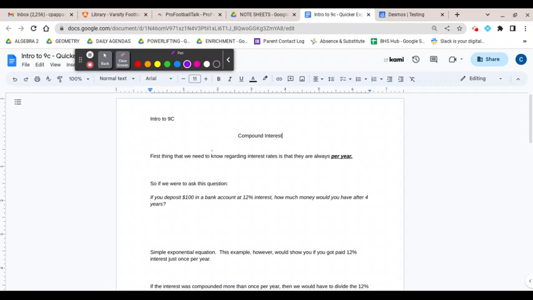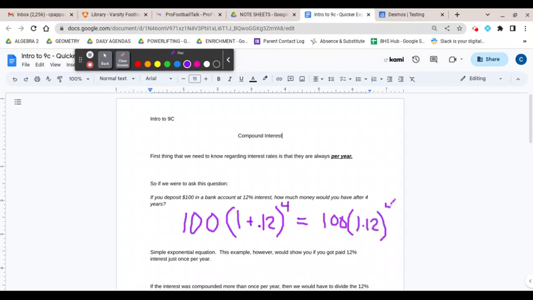So if we were to ask this question, if we deposit $100 in a bank account at 12% interest, how much money would we have after 4 years? All right, simple exponential function. So we have 100 as the amount of money that we start with, and we're going at 12% interest. We're going to go 1 plus 0.12, and we're going to raise that to the fourth power. Okay, so 100 times 1 plus 0.12, so we're going to have 100 times 1.12 to the fourth power.